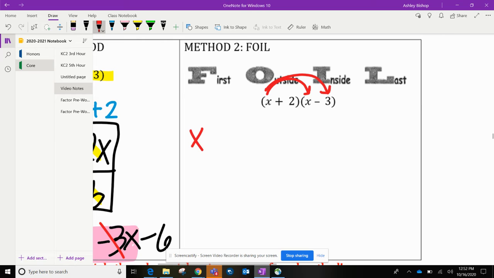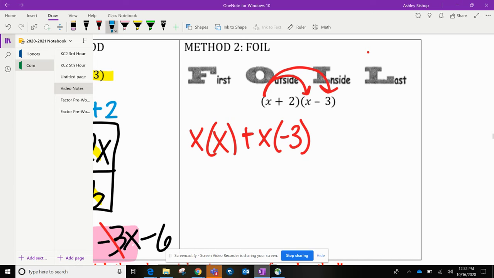I drew an arrow from one x. I'm going to erase my arrows and do it again. This x needs to get multiplied by this x. I'm going to write that out: x times x. I'm just going to leave that for a second. Then I know that this x needs to get multiplied to this -3. So I'm going to do plus x times -3. All right, so this x got multiplied by everything in this binomial.